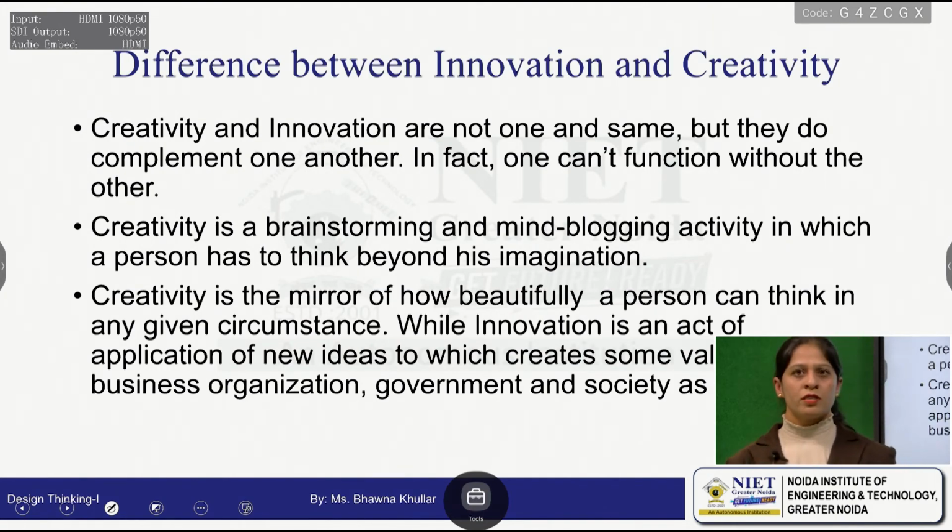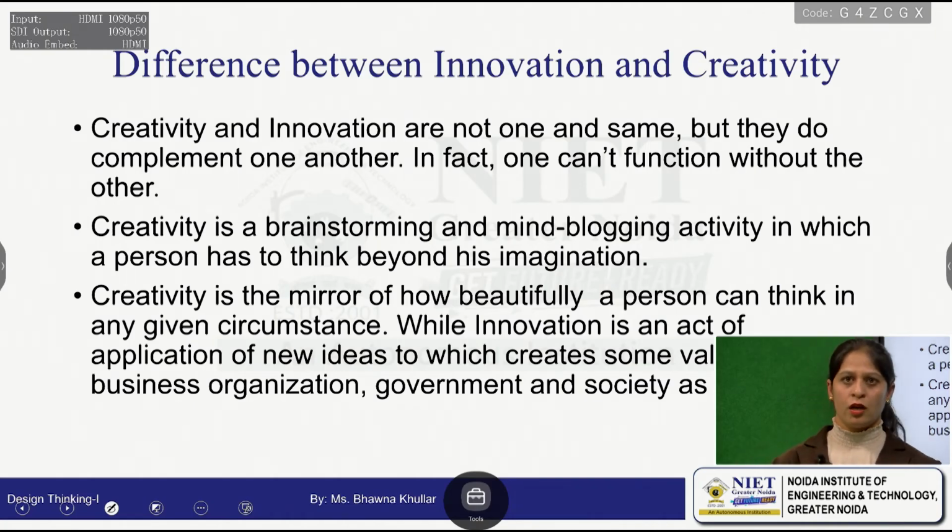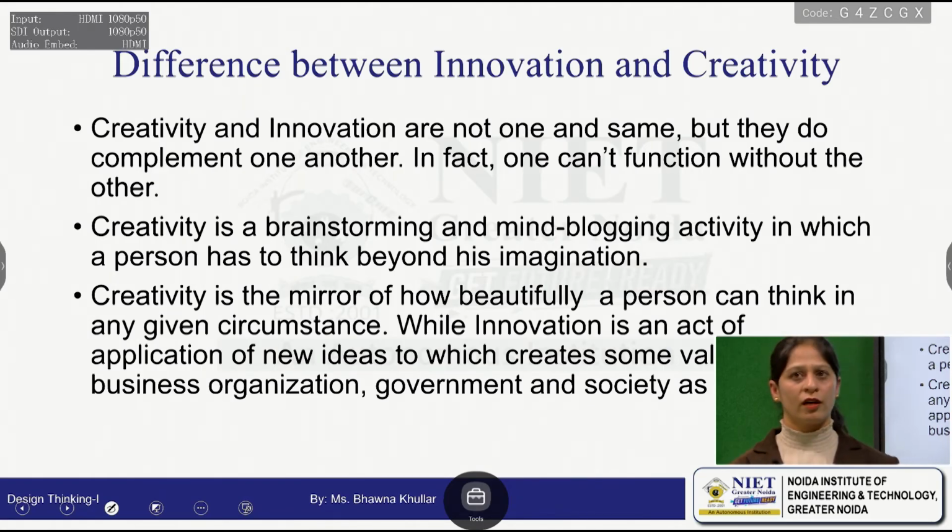So, the difference between innovation and creativity. Creativity and innovation are not one and the same, but they do complement one another. In fact, one cannot function without the other. Yes, creativity and innovation are not the same, but the initial state of innovation is creativity. When we think, after that we implement. So both are correlated to each other. Without thinking, how can we implement anything?